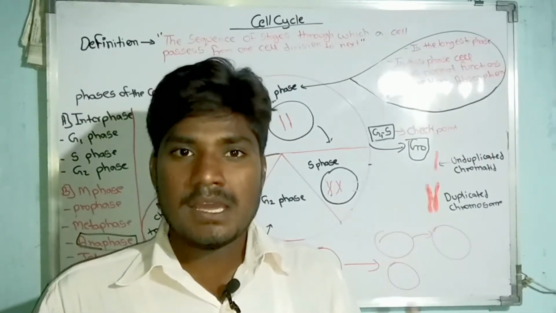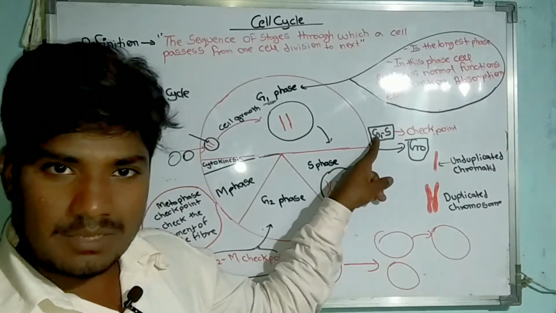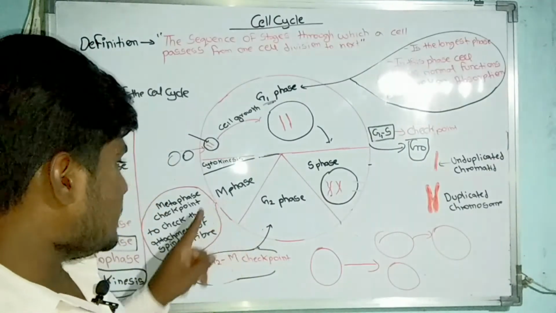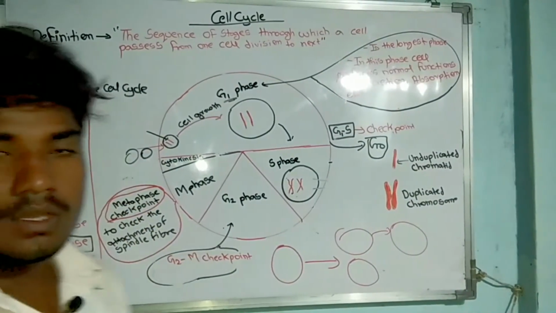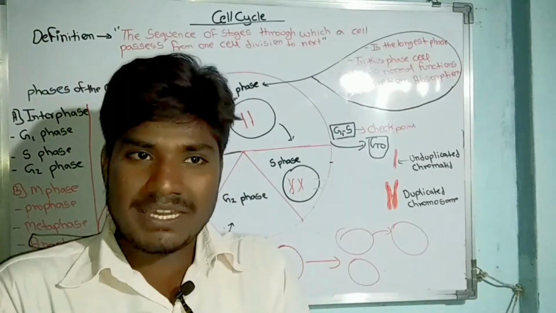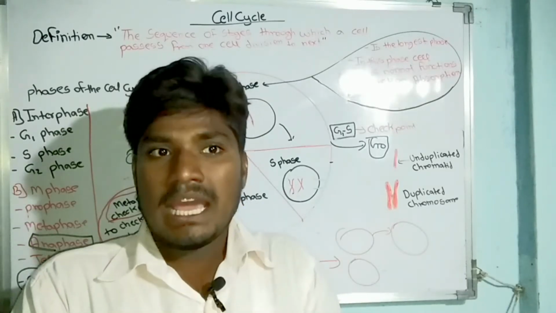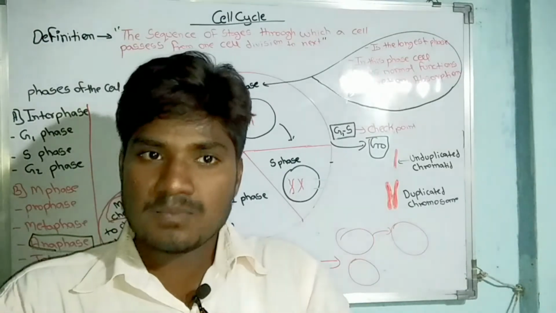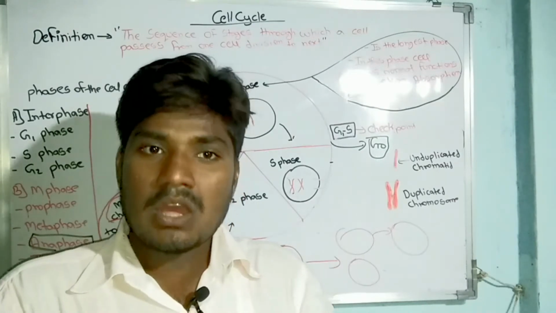In the cell cycle there are three checkpoints. First one is the G1/S checkpoint, G2/M checkpoint, and the third one is the metaphase checkpoint. The purpose of the checkpoint is to check whether the environment is favorable for the cell division and the cell which is going into the next phase is properly formed and has proper genetic material.